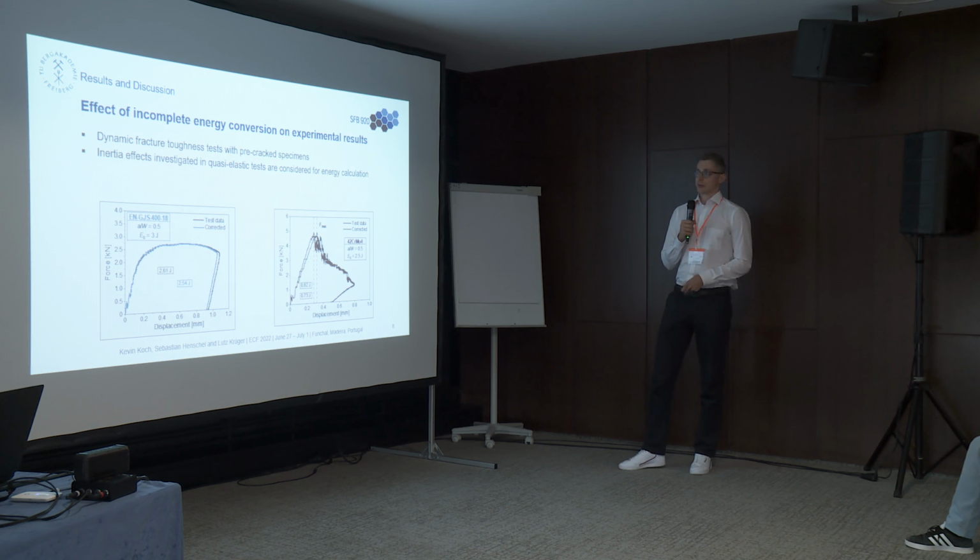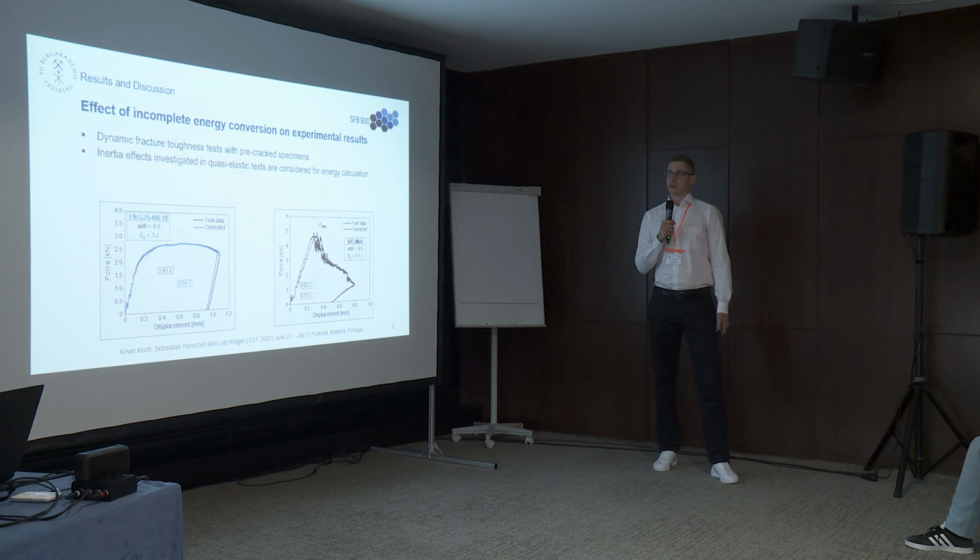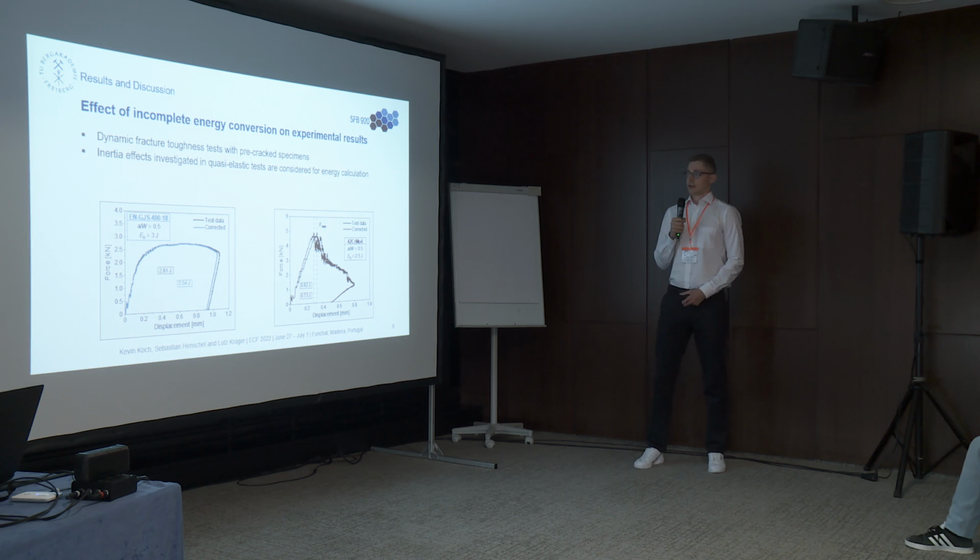At last, we performed dynamic fracture toughness tests with pre-cracked specimens with an a/W ratio of 0.5. And we considered the results of our elastic tests. So we could correct our force displacement curves. Actually, the black curve with the higher displacement in each diagram is the raw test data, and the colored curves correspond to our corrected curves.